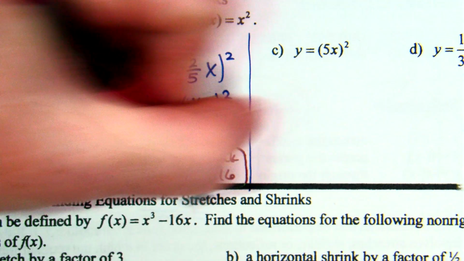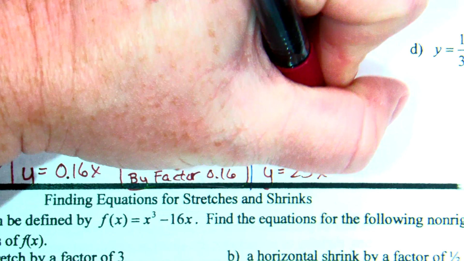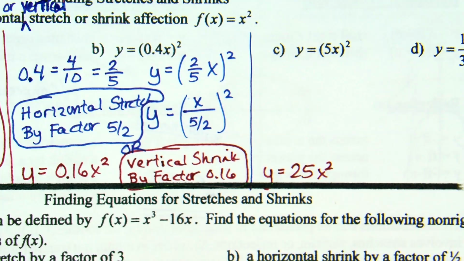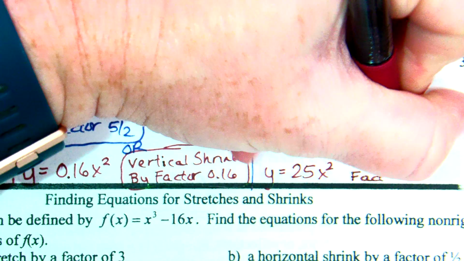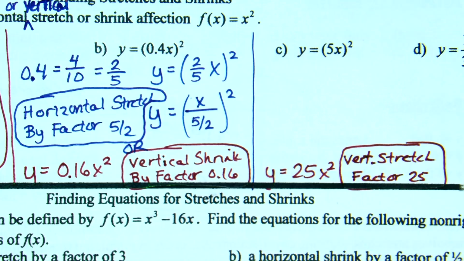What do you know about 5x quantity squared? Okay, that becomes 25x squared. And so what do you know about 25x squared in comparison to just x squared? We're multiplying by a factor of 25. So this is a vertical stretch by factor 25. Are we okay with the vertical option there? Okay. I do want to talk about the horizontal option also.